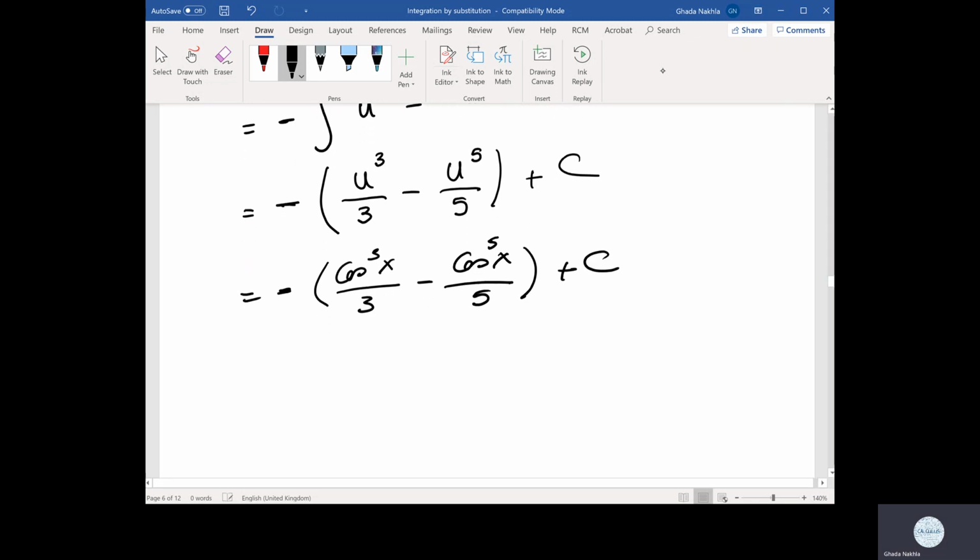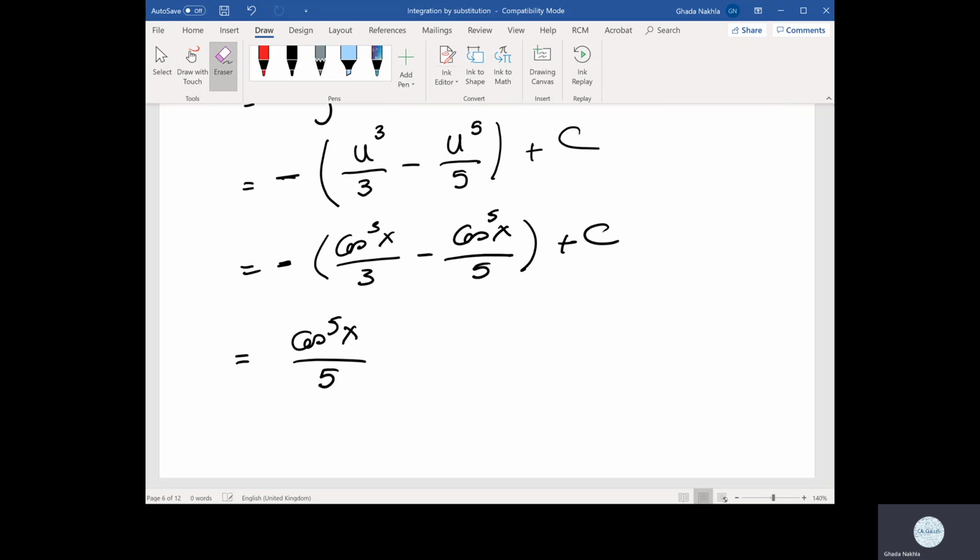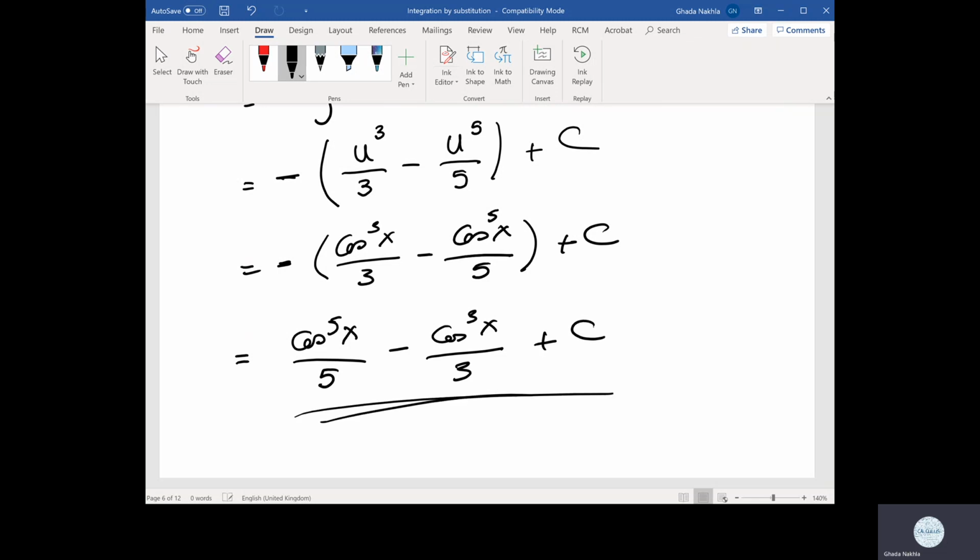We can choose to multiply the minus, so I can go cos to the 5x over 5 plus, actually minus cos cubed x over 3 plus c. Actually, all I did in the last step, you didn't have to do it. All I did in the last step is to multiply the minus by the bracket and get the positive to be at the front. It doesn't really matter. Okay, brilliant.